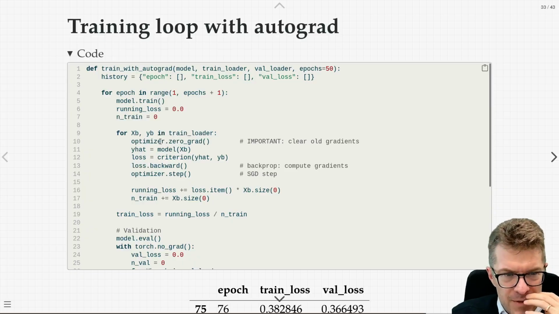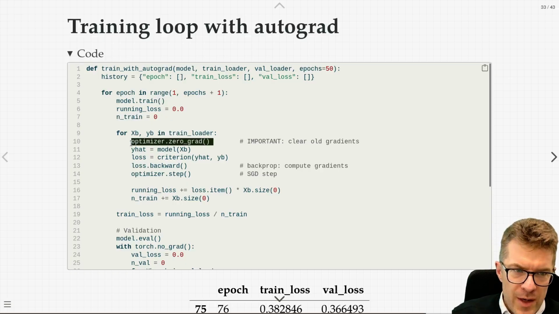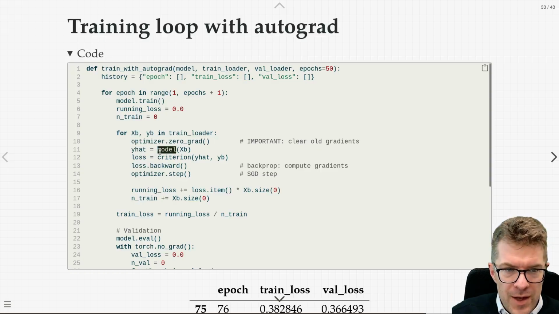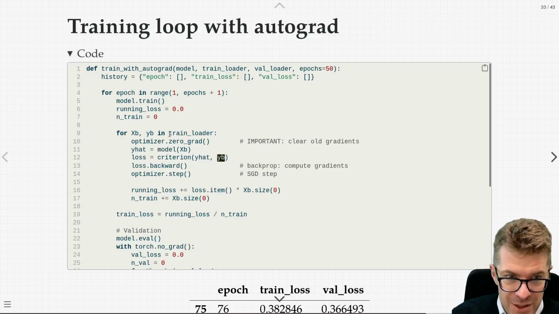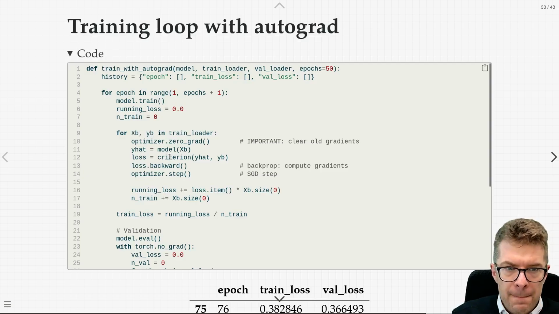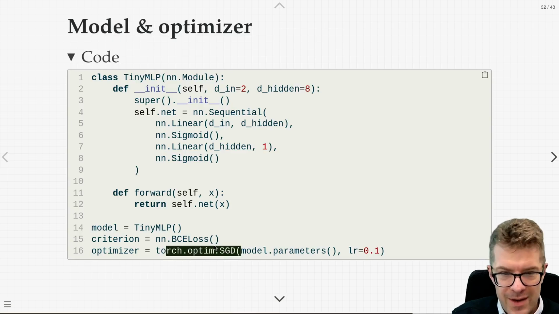This is a bit too detailed, but we need to clear the old gradients. The gradients we computed in a previous batch, we want to get rid of them. We want to then take the batch, which we obtained from train loader. We want to pass that through our model, giving us our predictions. We want to compare the predictions with the actual outputs of this batch, YB, which again we get from train loader, which does our batching for us. That criterion we defined previously as the BCE loss.